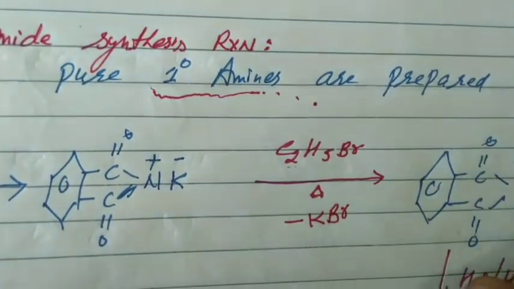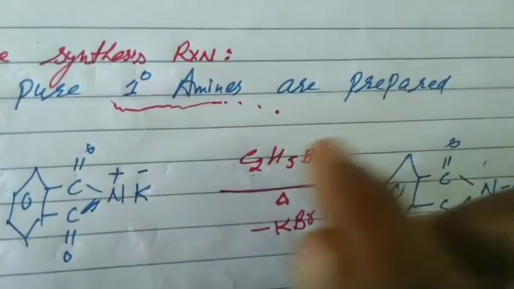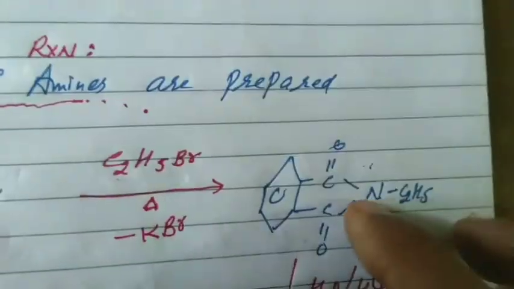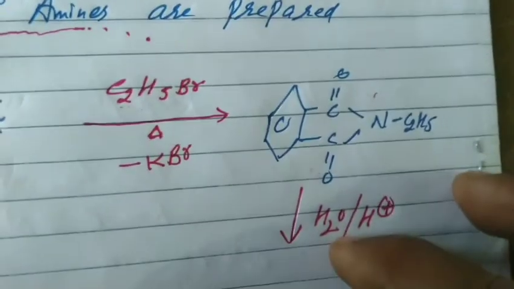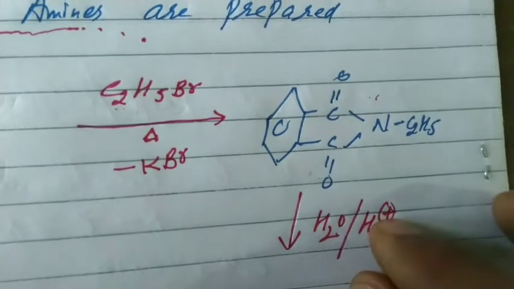KBr eliminates as a byproduct and we get an alkyl phthalimide. KBr eliminates and the alkyl group attaches to nitrogen, a covalent compound again, an alkyl phthalimide. And at last, fourth step, complete hydrolysis, with water in dilute acid.